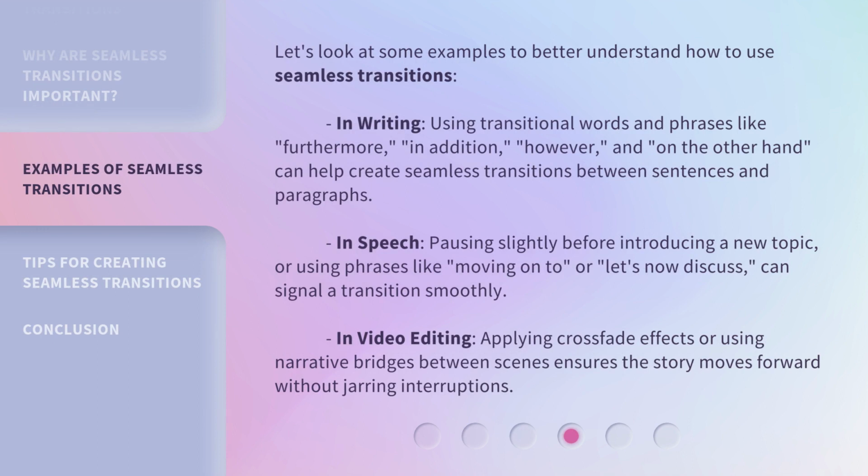Let's look at some examples to better understand how to use seamless transitions. In writing, using transitional words and phrases like furthermore, in addition, however, and on the other hand, can help create seamless transitions between sentences and paragraphs. In speech, pausing slightly before introducing a new topic, or using phrases like moving on to, or let's now discuss, can signal a transition smoothly. In video editing, applying crossfade effects or using narrative bridges between scenes ensures the story moves forward without jarring interruptions.